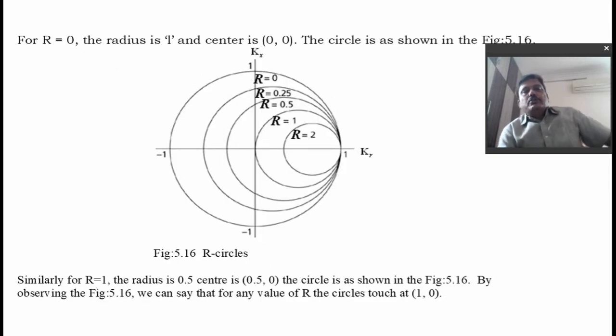So for r equal to 0, the radius is 1 and the center is (0, 0). The circle is as shown. Similarly, for r equal to 1, the radius is 0.5 and the center is (0.5, 0). The circle is as shown. By observing the figure, we can say that for any value of r, the circle touches at (1, 0), taking kr on the x-axis and kx on the y-axis.